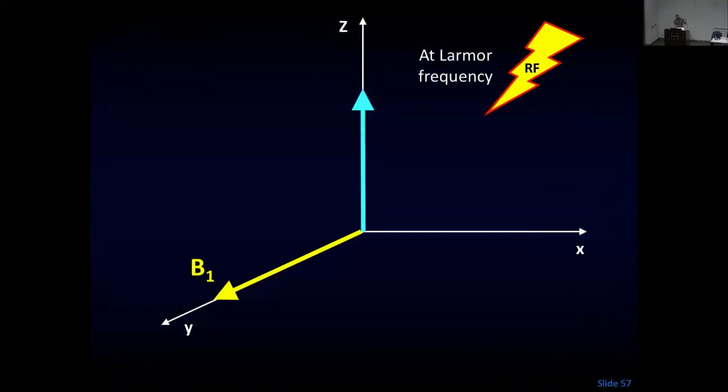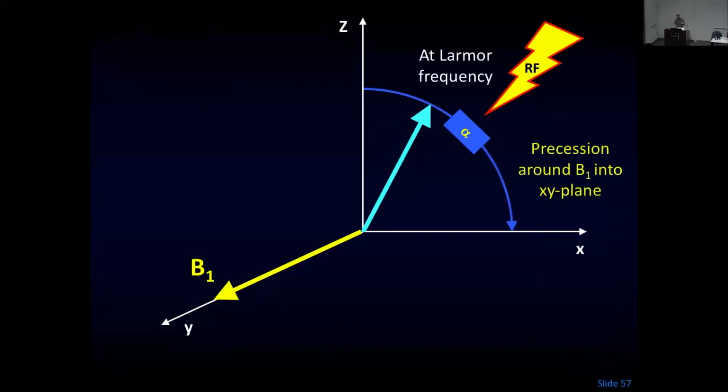We call the magnetic field associated with the radio frequency pulse B1. So B0 is the magnetic field associated with the magnet, and B1 is the magnetic field associated with the radio frequency pulse. Now, what do magnetic dipole moments, as indicated by this blue arrow, do when they encounter a magnetic field? Remember, magnetic dipole moments will precess around B0. What will they do when they encounter a new magnetic field, B1? They will precess around B1, and that precession looks like this. So the precession around B1 is what tips it into the XY plane.